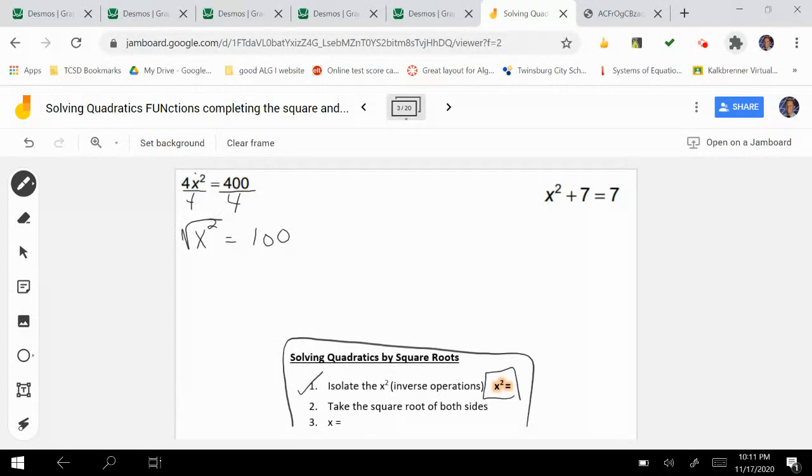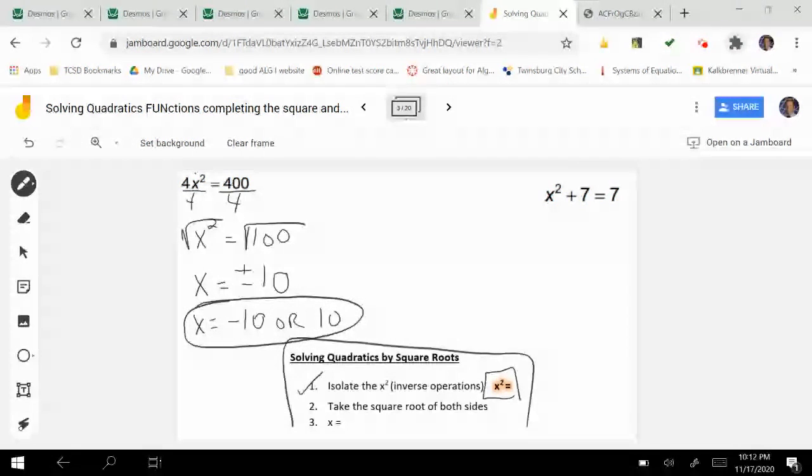So I square root this side and I square root that side, and I get x equals, anytime we do that square root, it's plus or minus 10. What does that mean? It means it's either negative 10 or positive 10. And think about it. What's negative 10 times negative 10? A positive 100. And then what's 10 times 10? Positive 100. Okay, any questions? I have 2 answers. It's going to be 10 or negative 10.